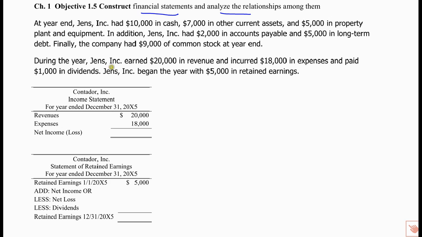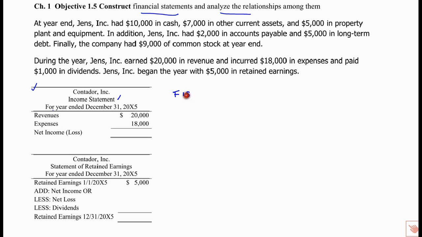All right, so we're going to start with the income statement. Always the income statement first. And we have our title, our name of the corporation. Our title of the statement is income statement for year ended December 31, 2005. By the way, does it always have to be calendar year and fiscal year?